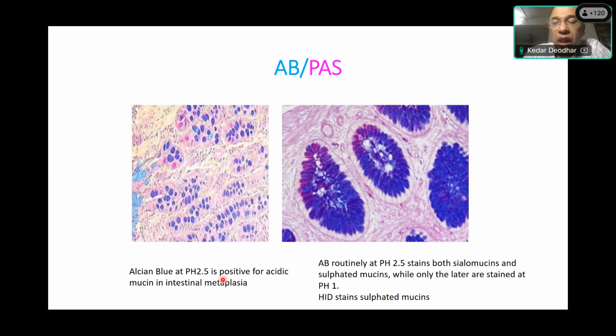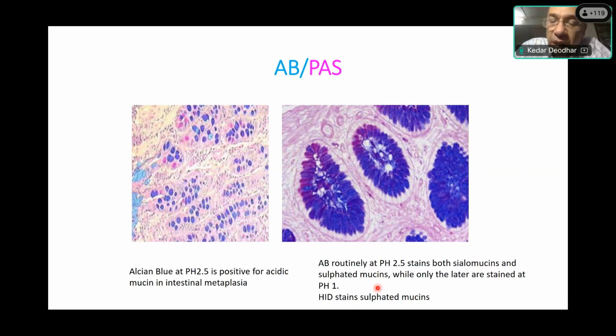On the right side, we look at these things. What we know from the mucin histochemistry is that Alcian blue routinely at pH 2.5 stains both sialomucins and sulfated mucins. Both types are acidic mucins, and only the latter, the sulfated mucins, are stained at pH 1. The sulfated mucins have a bad connotation, because this type of mucin is usually seen in carcinomas and dysplasias.